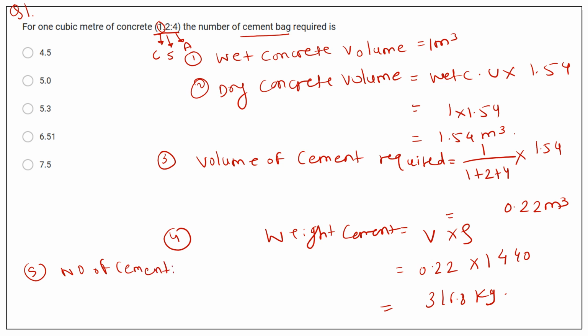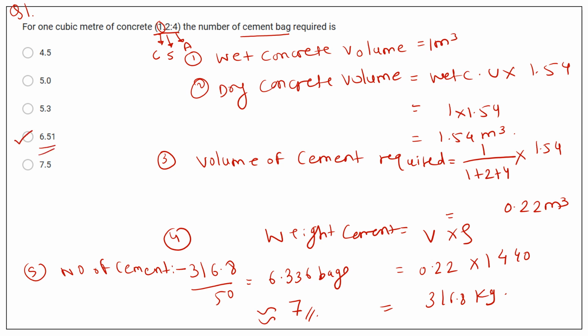So one cement bag is of 50 kg. So total cement is 316.8, divided by 50. So you will get the total number of cement bags, which is 6.336 bags. So these bags are nearly equal to 7. So here the value is given with a decimal point, so the correct option is the last one, which is 6.51.